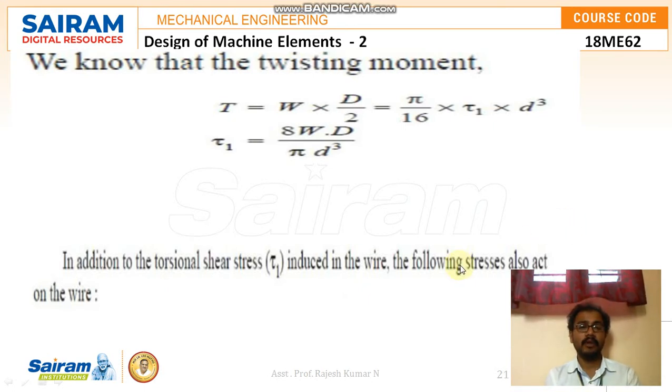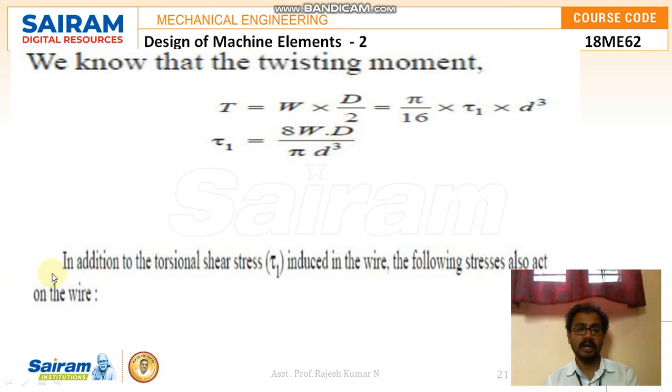Moving to the shears and the twisting, we know that generally the twisting moment capital T is equal to W into D by 2. Further, it is equal to pi by 16 into tau 1 into d cube. So the torsional shear stress, which we can call tau 1, is equal to 8WD divided by pi d cube.